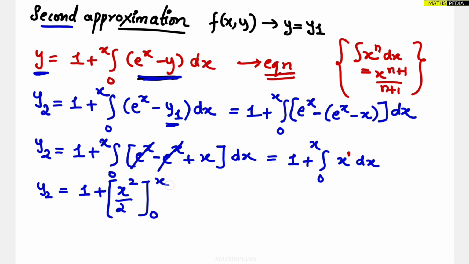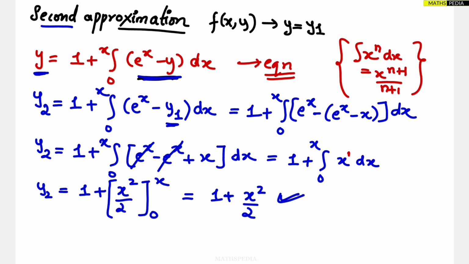Limit 0 to x. Now I have to put the limits. What happens? 1 plus upper limit is what? x. So if you substitute x, it will become x square by 2. Lower limit no need to substitute because minus 0 square by 2 is 0 itself, right? So only you have to substitute upper limit, it is x square by 2. Lower limit becomes 0, that's why I am not substituting. So y2 value also you got.